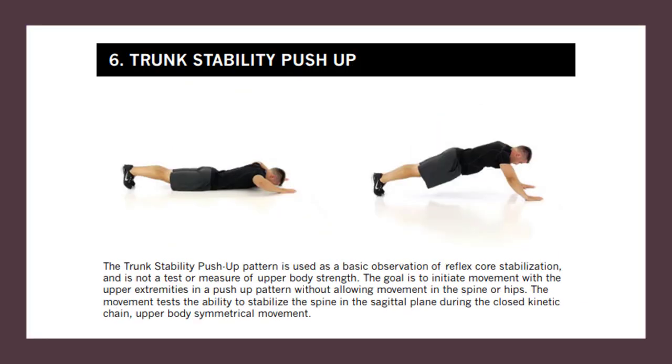The trunk stability push-up pattern is used as a basic observation of reflex core stabilization and is not a test or a measure of upper body strength. The goal is to initiate movement with the upper extremities in a push-up pattern without allowing movement in the spine or the hips. The movement tests the ability to stabilize the spine in the sagittal plane during the closed kinetic chain, upper body symmetrical movement.